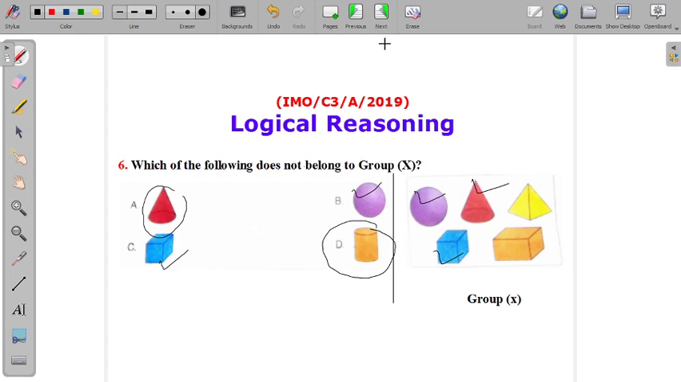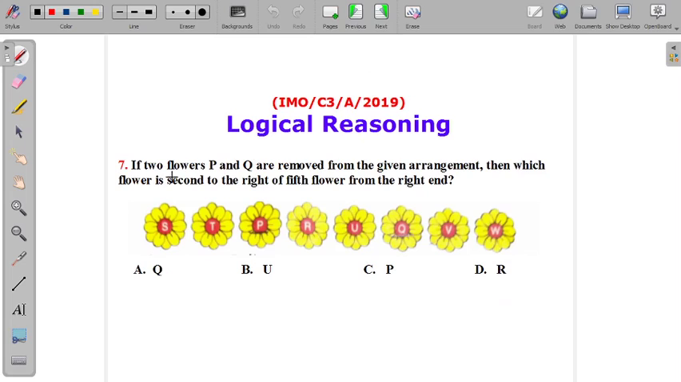Now come to the next question. Question number 7. If two flowers P and Q are removed from the given arrangement, check the arrangement. In this arrangement P and Q are removed. Then which flower is second to the right of the fifth flower from the right hand? First find the fifth flower from the right hand. That is the first flower, second flower, third flower, fourth flower and fifth flower. So from the right hand this is the fifth flower.